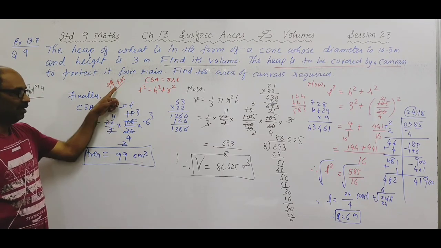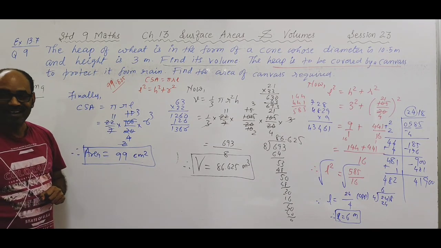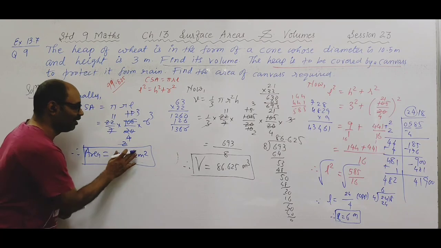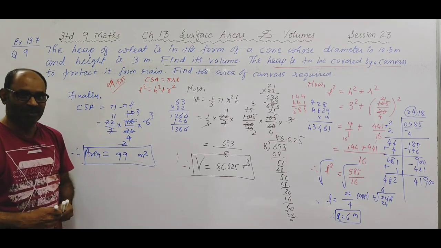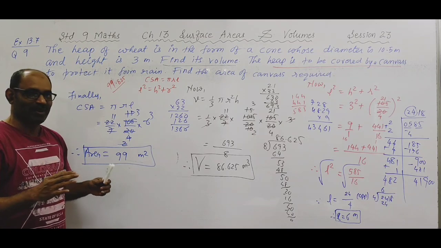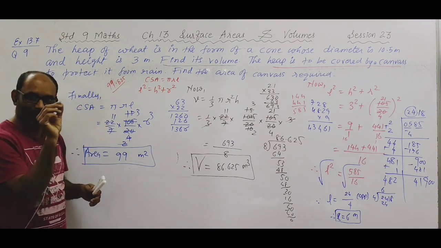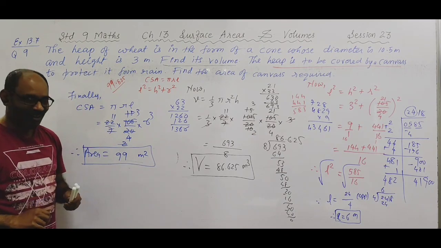Is that clear? Again I wrote centimeter square. It has to be meter square because everything is in terms of meter. If he brings a canvas of 99 centimeter square, then even a small part will not be covered.